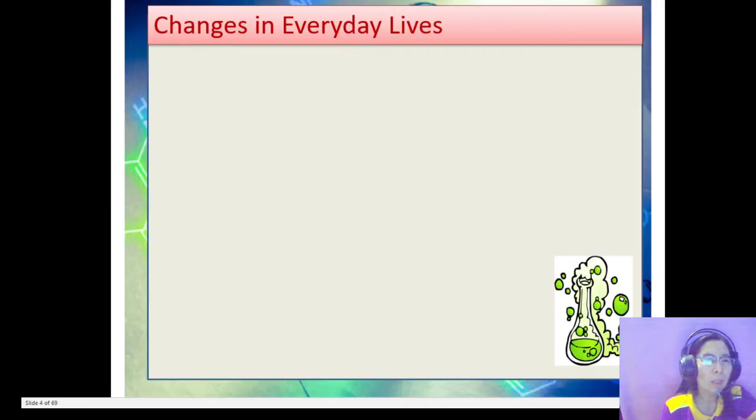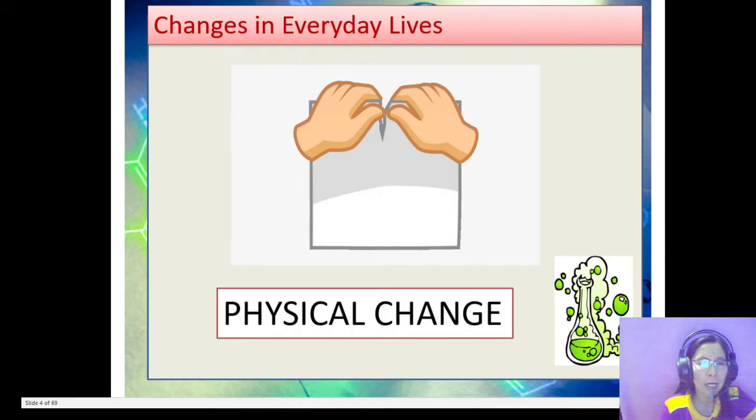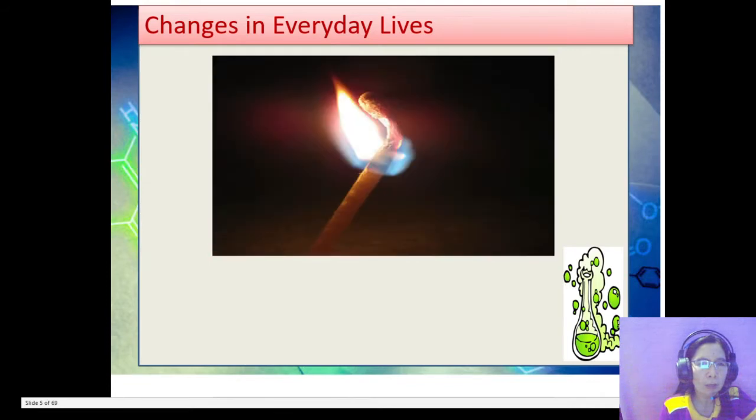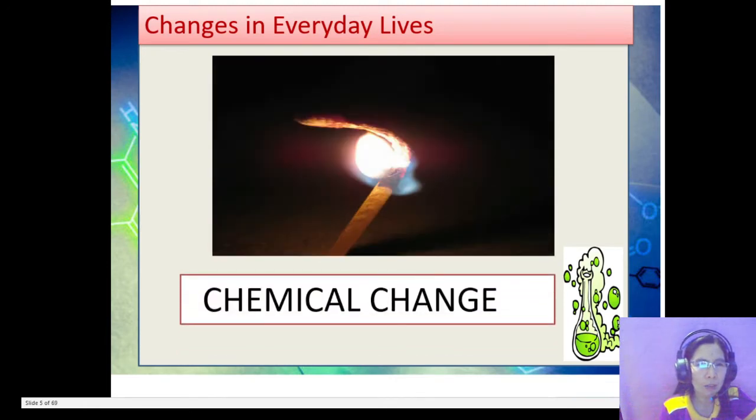Here in our next slide, we have images or pictures, demonstrations pertaining to changes in everyday lives. You are going to classify these changes, either physical or chemical change. First picture is all about tearing of paper. How are you going to classify this one? Physical or chemical? Very good. It is a physical change. How about in this demonstration? It's a burning of stick. Excellent. It's a chemical change.